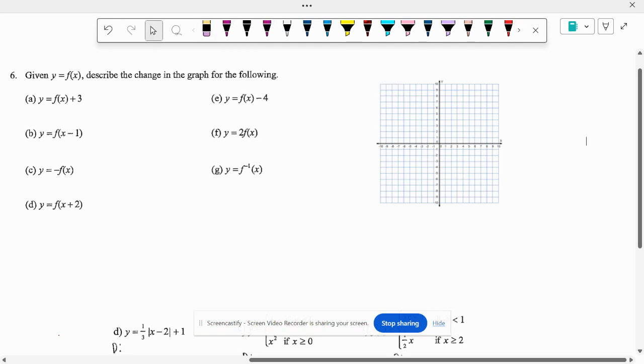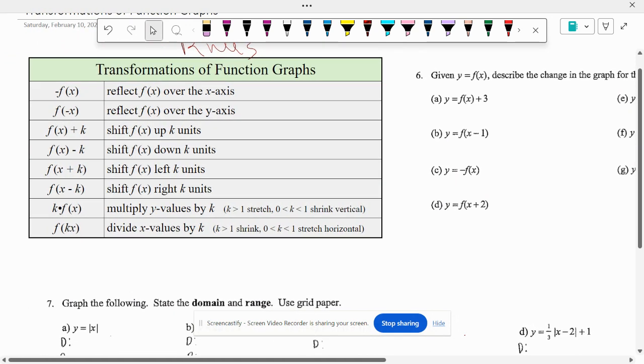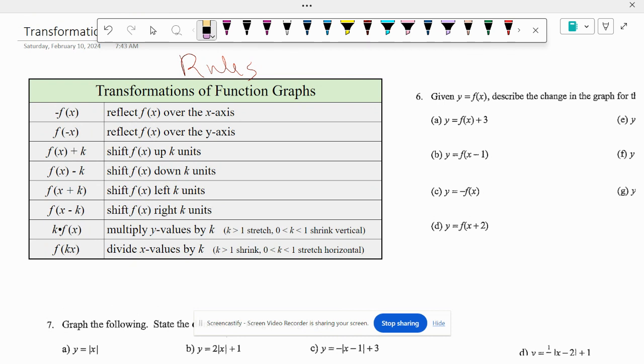All right, so let's talk about questions 6 and 7. Questions 6 and 7 are asking you about the transformation of a function graph. So I've listed the rules here, and I thought it would just be easiest to show you what they mean in terms of a graph.